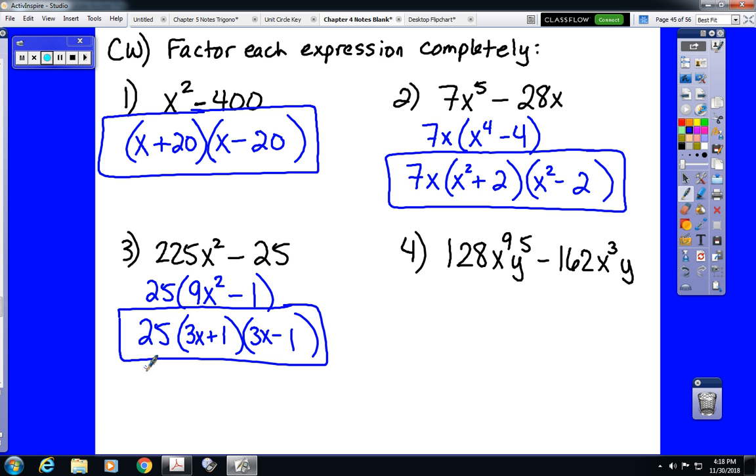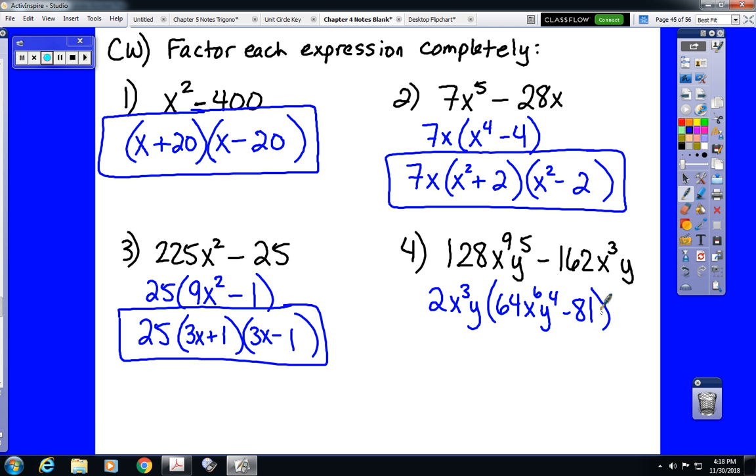Finally, on number 4, this is a tricky one. Both of these numbers are even, so they're both divisible by 2. In addition, I can take an x cubed and a y to the 1st. That would leave me with 64x to the 6th, y to the 4th, minus 81, and the x to the 3rd is gone, the y is gone, so that's it.